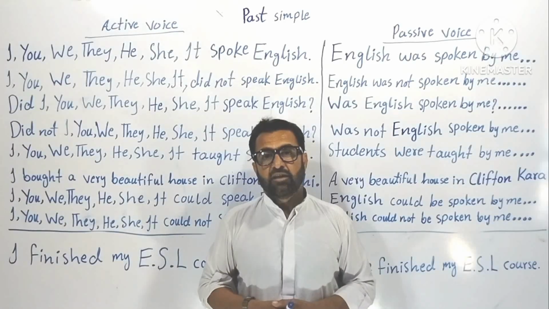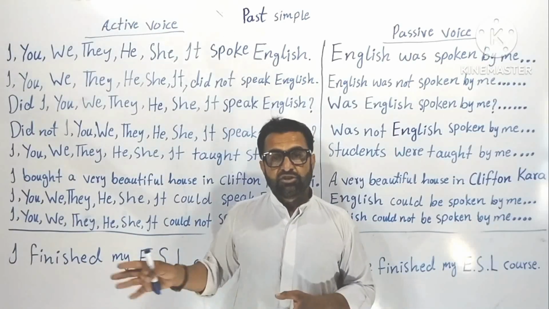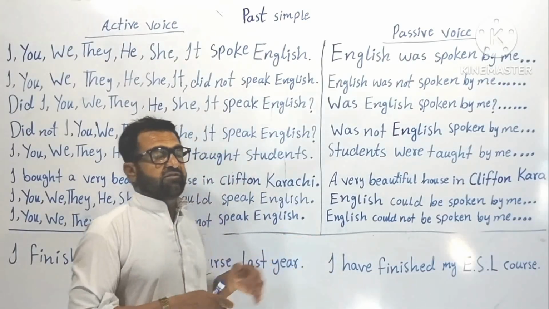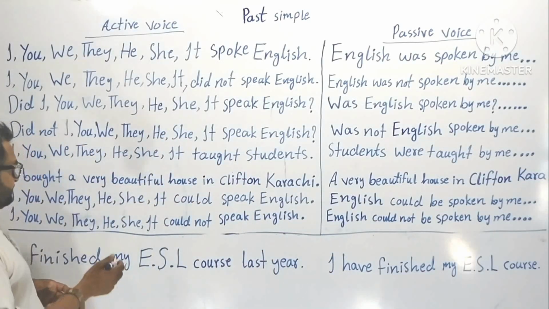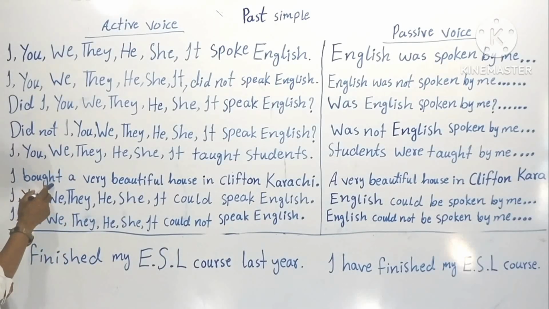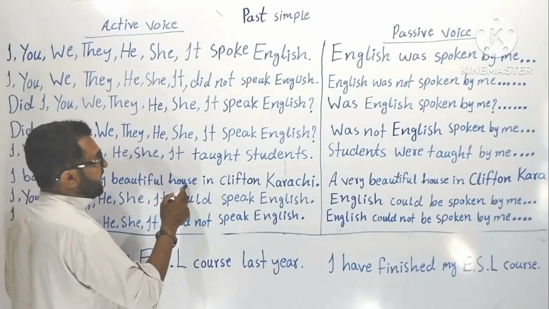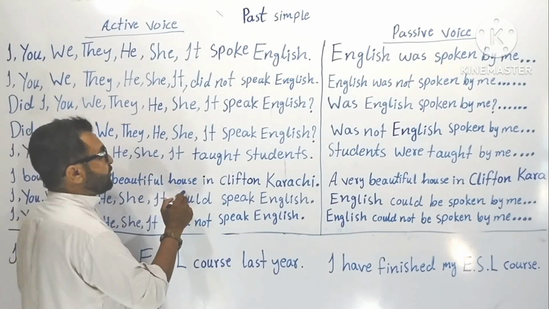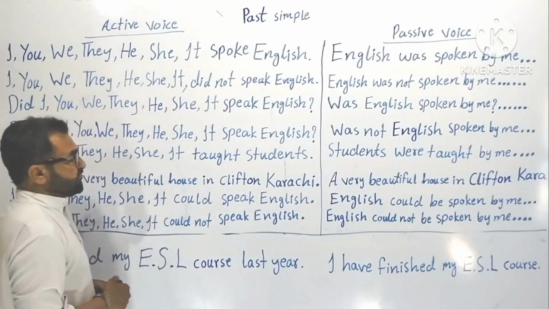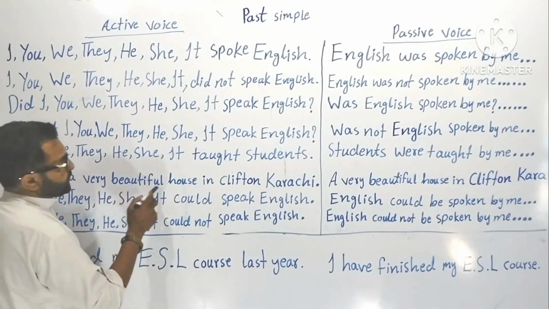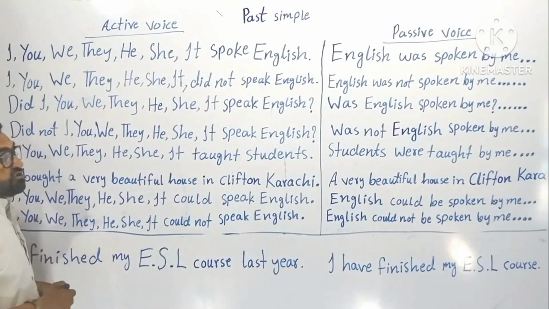I have written an example so that you understand the point very well, what I was talking about. You see, I bought. Here, my main verb is finished. The object of this sentence starts from here because this is the subject, this is the main verb. I bought a very beautiful house in Clifton, Karachi. You see, 1, 2, 3, 4, 5, 6. Six words have come as the object of the active voice.